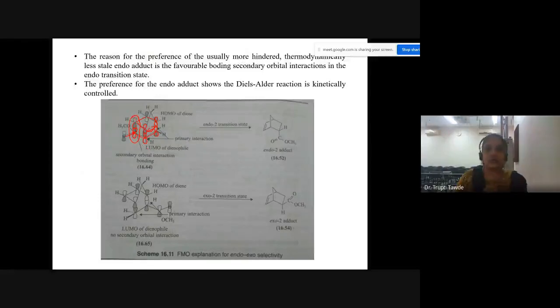So you can see when there is an endo approach. What did I say about the endo approach? What is endo? How the substituent carbonyl group is located towards the diene or away from the diene? Towards the diene for endo. So when it is towards the diene, it is creating this kind of secondary interaction. Secondary interaction stabilizes the system.